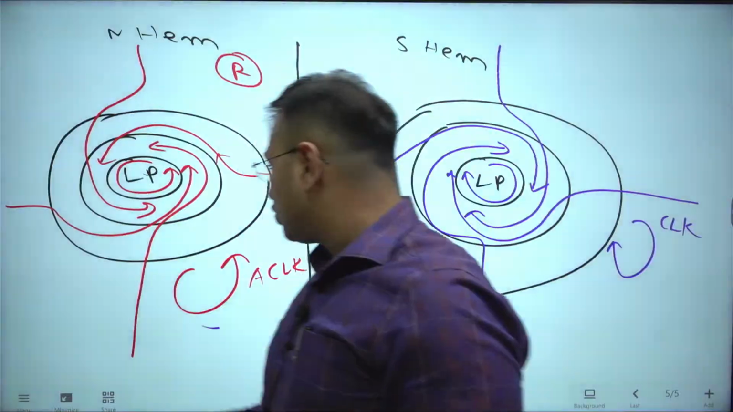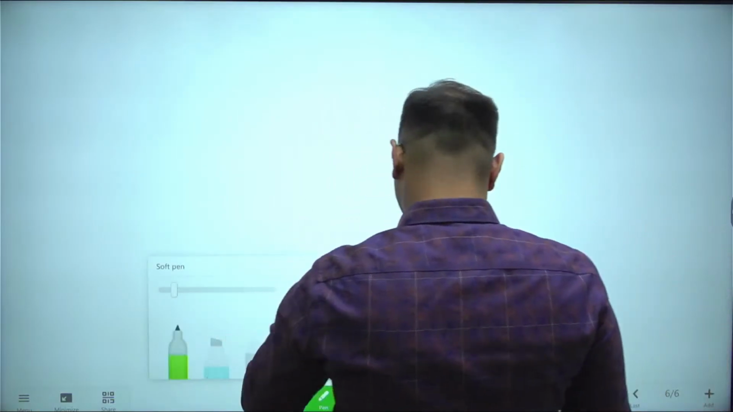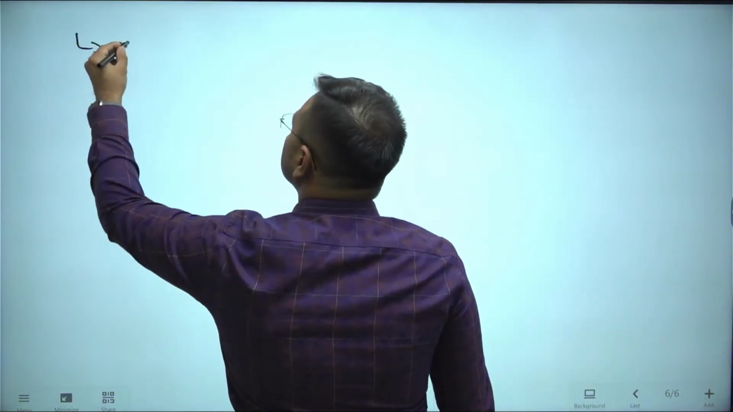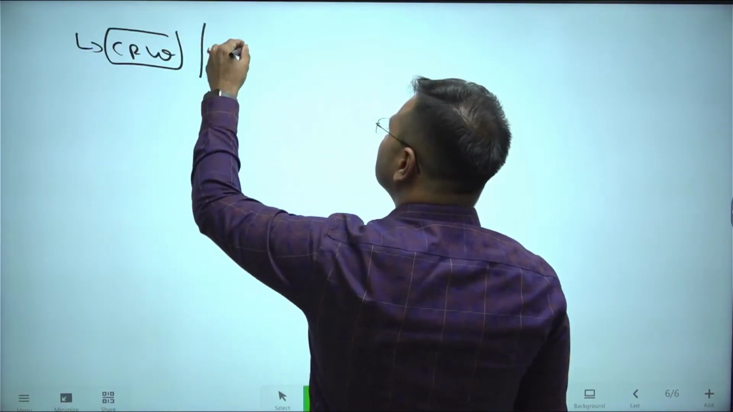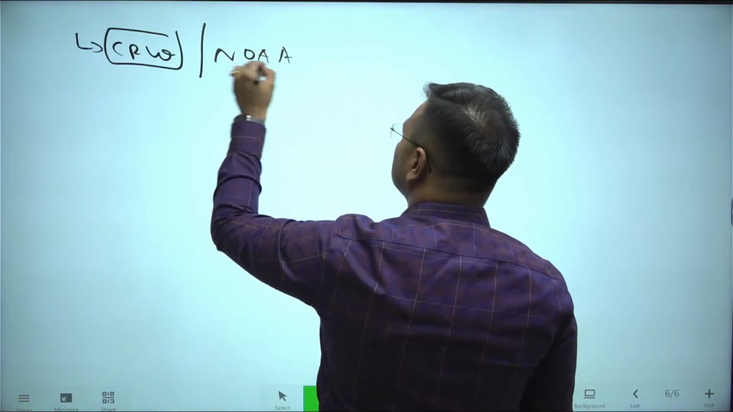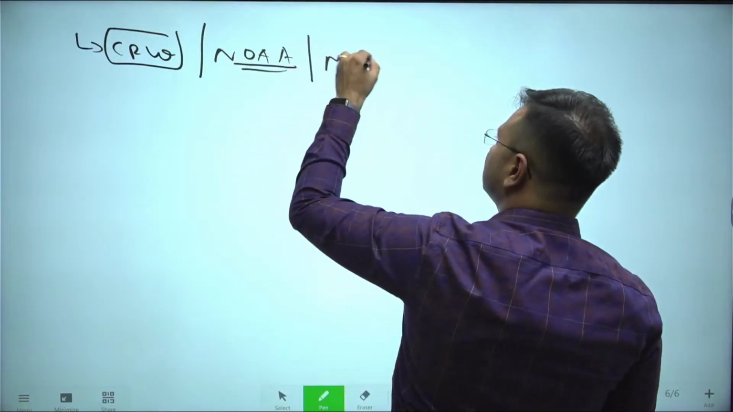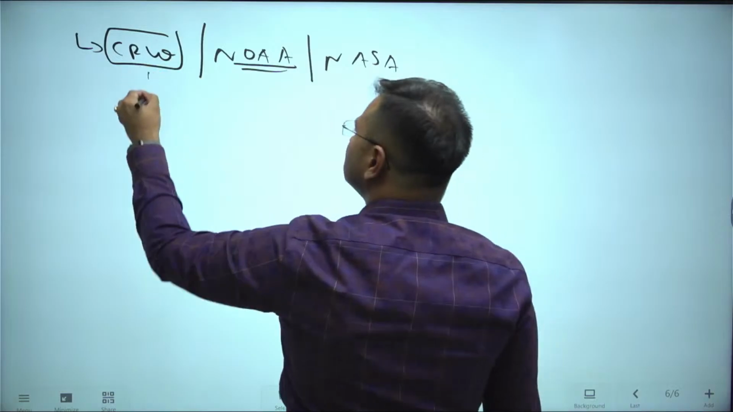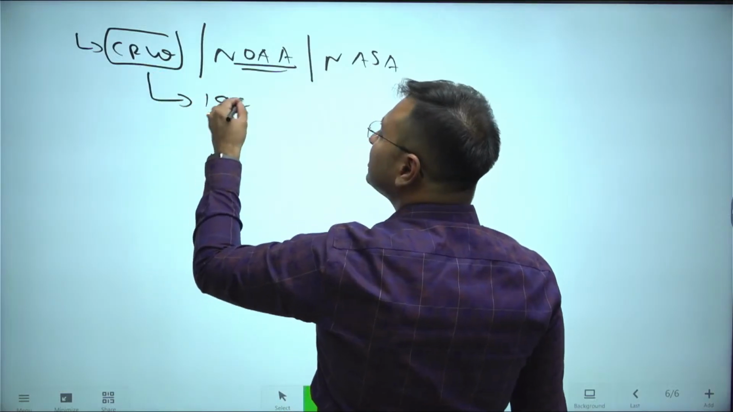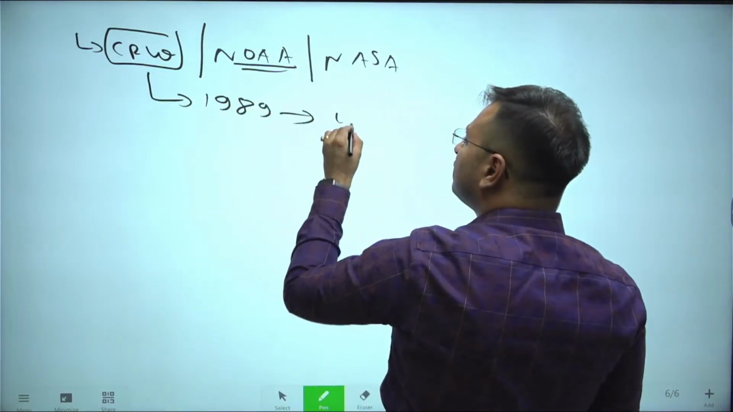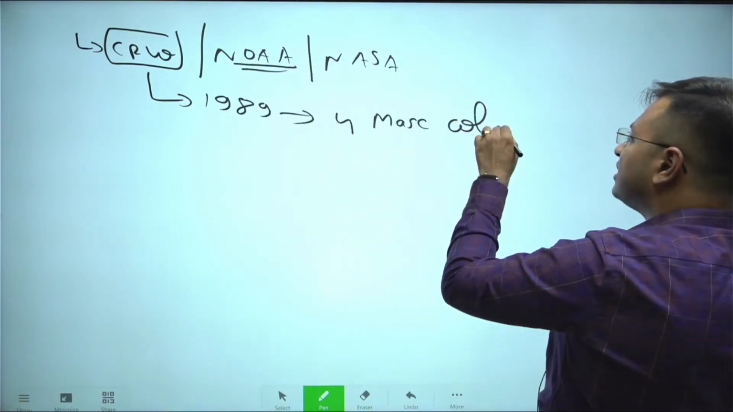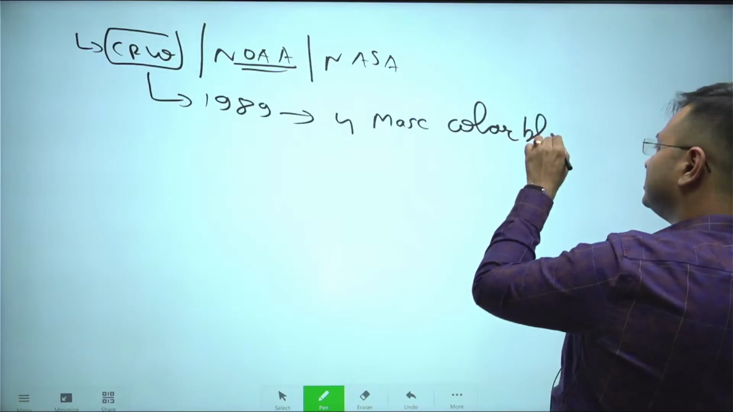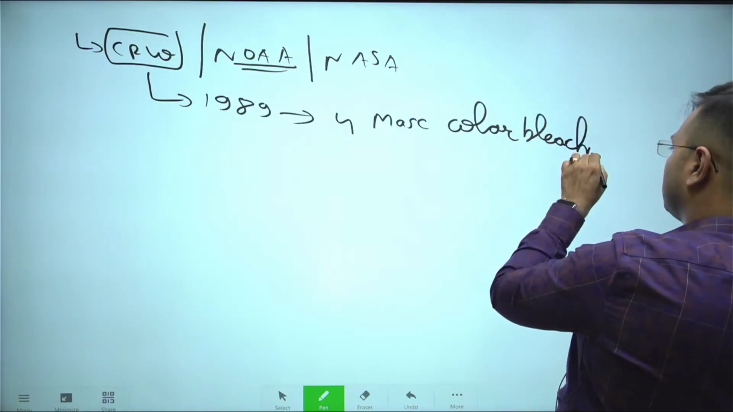So there is an organization called CRW. CRW stands for Coral Reef Watch. Coral Reef Watch works under NOAA, the National Oceanic and Atmospheric Administration, which works under NASA. According to CRW, since 1989 we have basically had 4 mass coral bleaching incidences. Mass coral bleaching incidences.